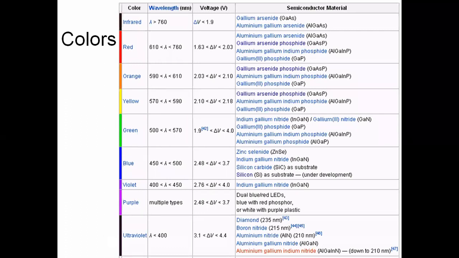If you see for blue, it is 450 to 500 wavelength. Again, the voltage is 2.48 to 3.7. If you see from bottom to top, the wavelength also goes on increasing. And for some LEDs, the voltage is also increasing, isn't it? So if you observe it carefully, for blue it is 450 to 500, and the desired voltage is 2.48 to 3.7. And if you see the material, it is zinc selenide, indium gallium nitride, silicon carbide, and silicon is used as a substrate.